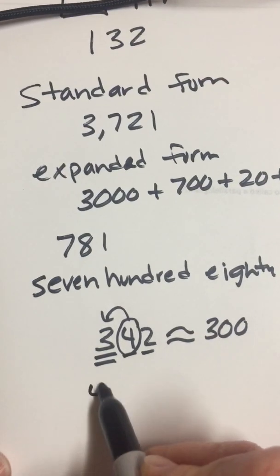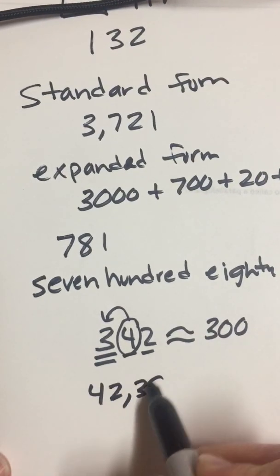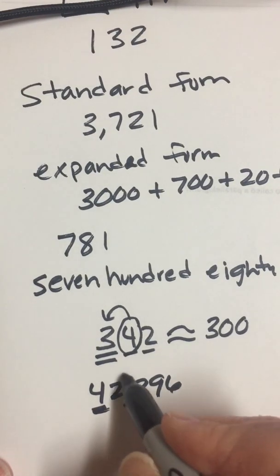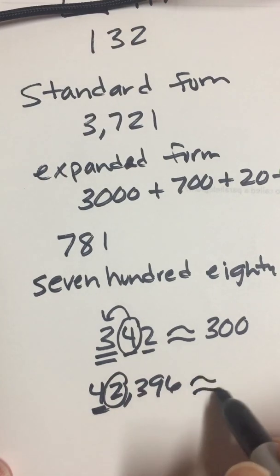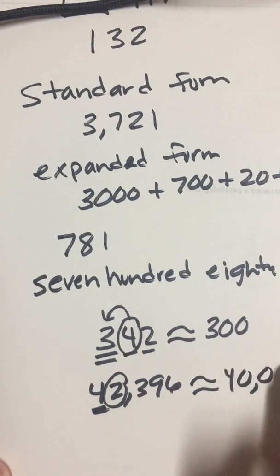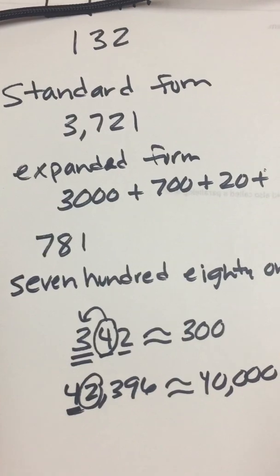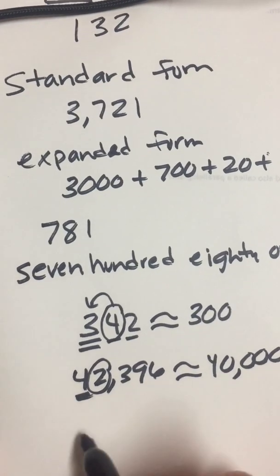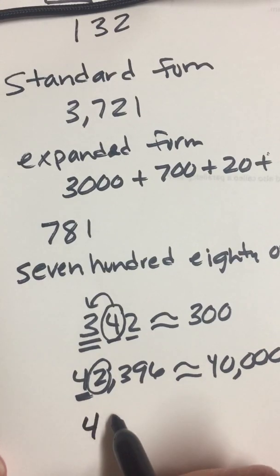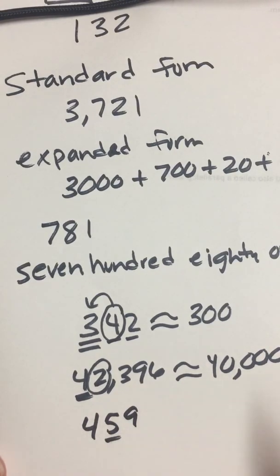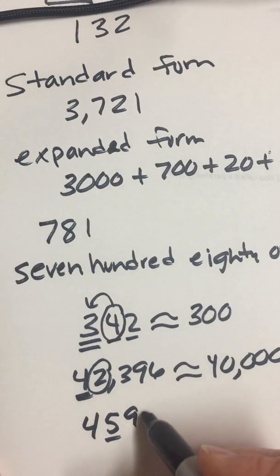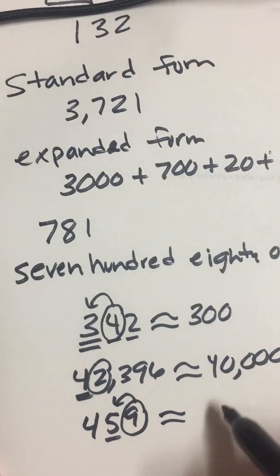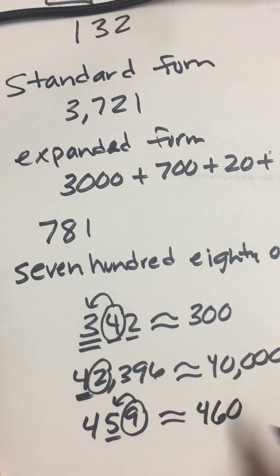So even if you have a really big number, like 42,396, and you're rounding to the 10,000s place, this 2 tells us that the 4 stays the same and the rest of the numbers become 0. That is a really important concept. Of course, if you have a number that you're rounding into the tens place, that's a 9, that's going to make my 5 raise up to a 6, so it's going to become 460.